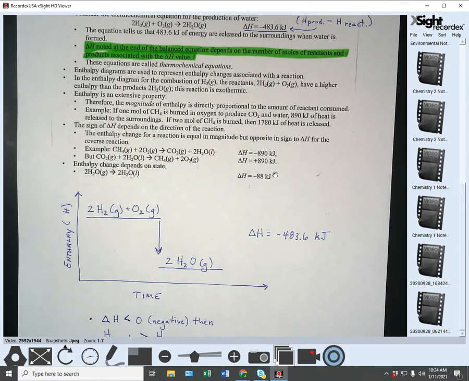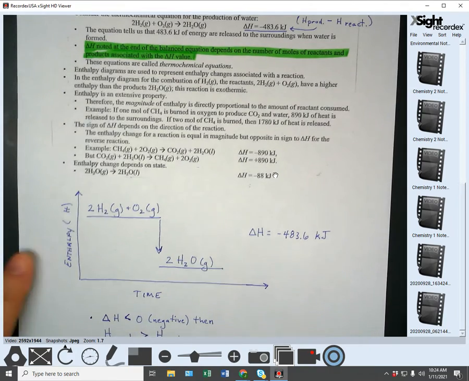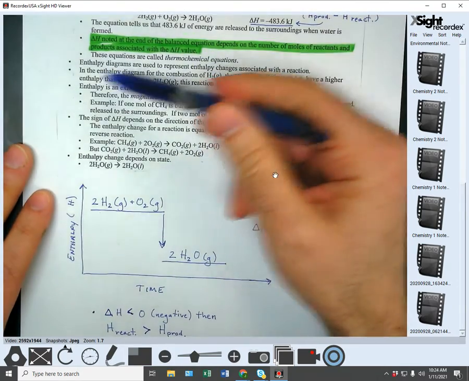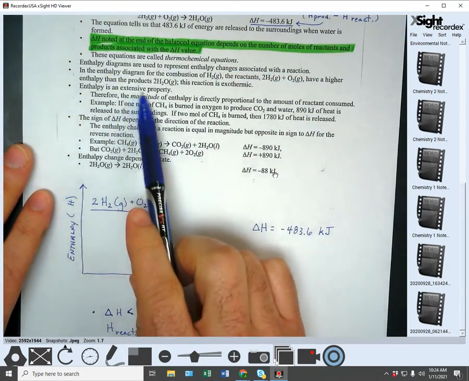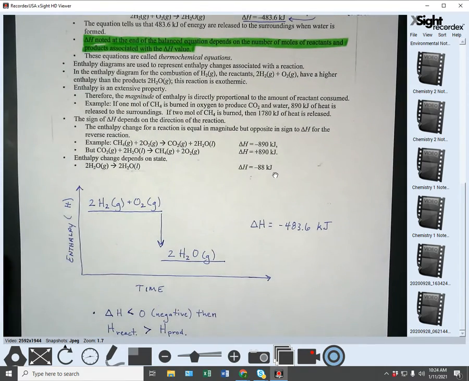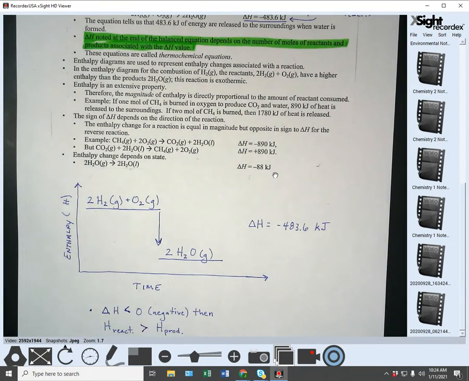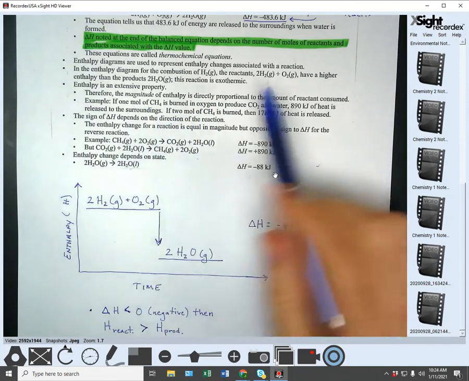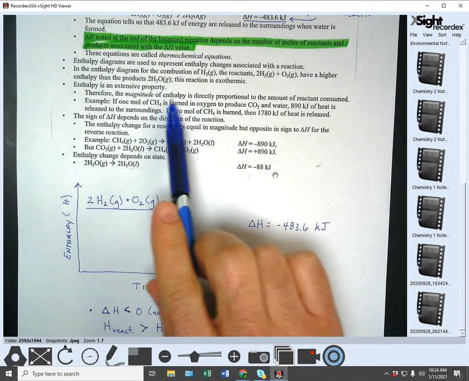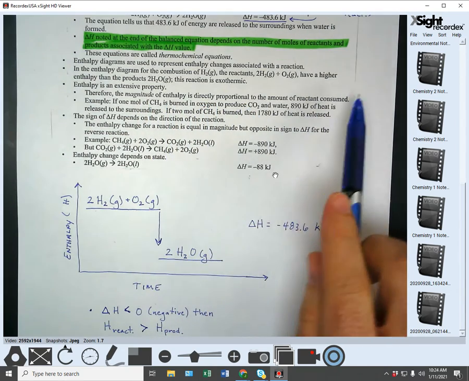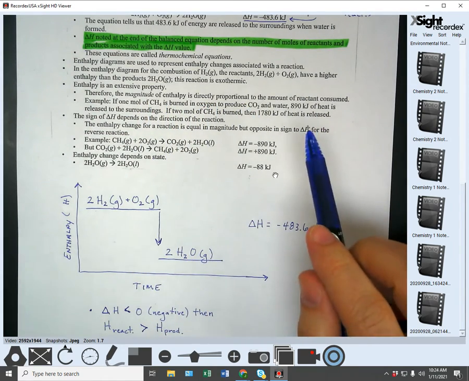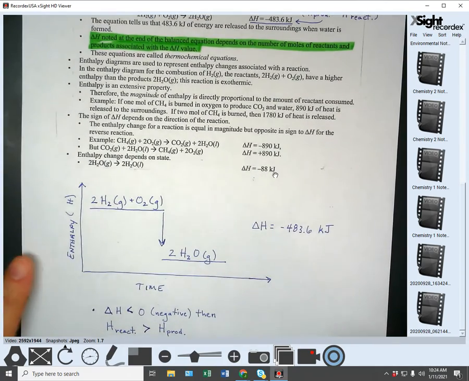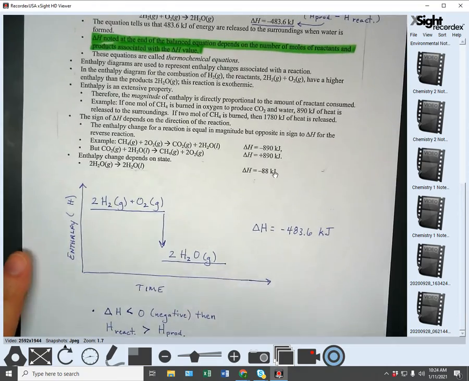All right. Okay. So that covers this stuff. Enthalpy is an extensive property. You have extensive and intensive. Extensive means the magnitude of enthalpy is directly proportional to the amount of reactant consumed. So in other words, the amount you have of it does matter.